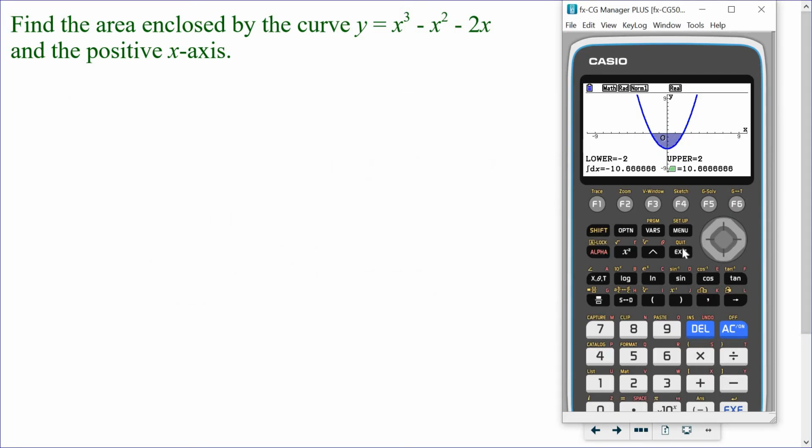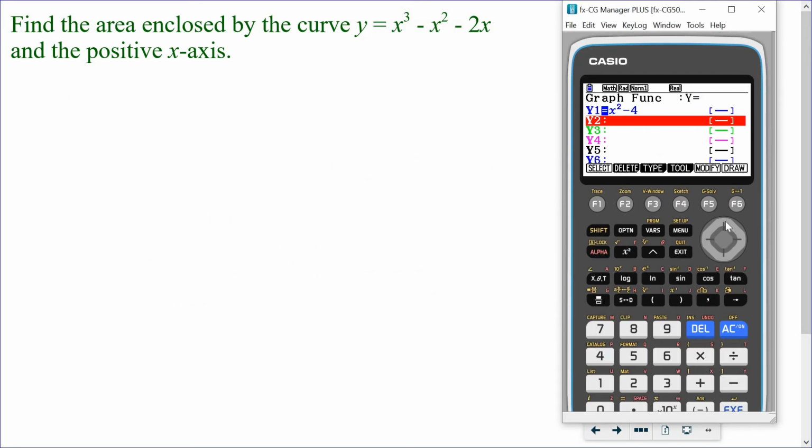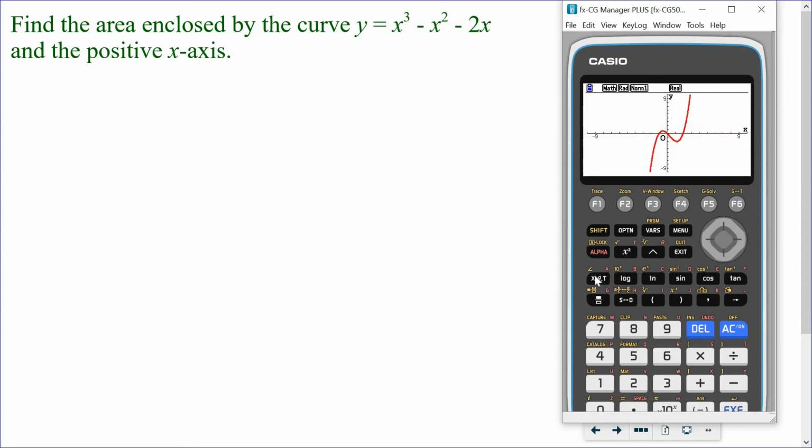Okay, so I'm going to exit because I'm going to just deselect that one. Okay, and I'm going to type in my new equation. So we've got x cubed, okay, minus x squared, and then take away 2x. Execute. Right, let's see what it looks like.